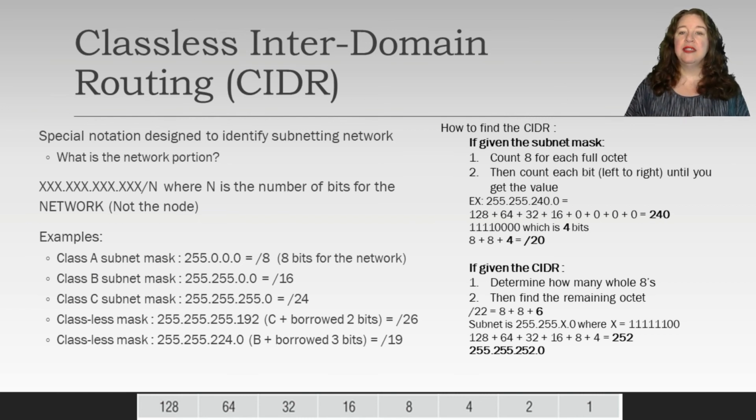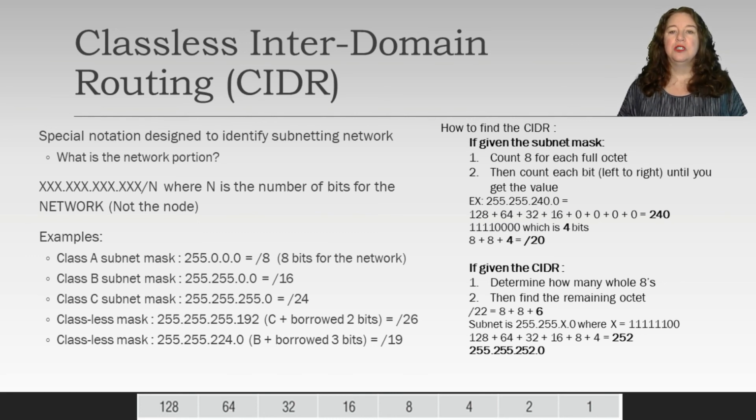If you are given the CIDR and you need to figure out what the subnet mask is, again, this is part of your homework. You need to count how many whole 8 bits are there. So 255, 255, X, and 0. In this case, for the CIDR of 22, 8 plus 8 is 16. One more 8 would be 24, and we can't go that far. So we know it's 16 plus 6. I need to figure out what number 6 bits is going to be. So 16 plus 6 gives me my 22.